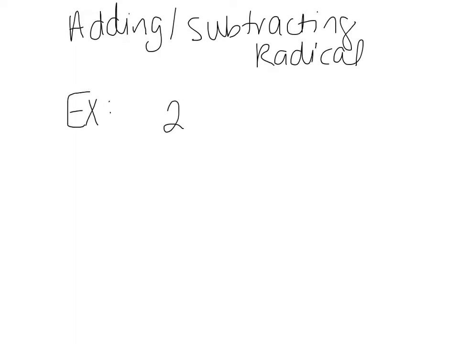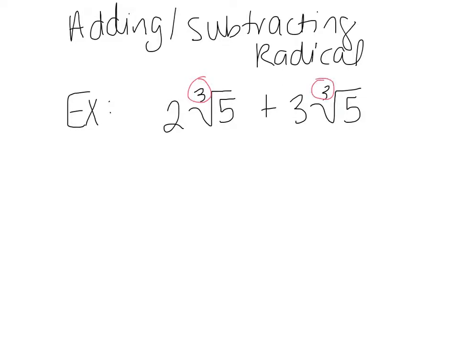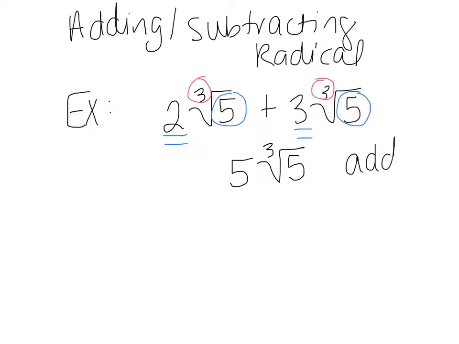Go back, for example, really basic. If I have 2 cube roots of 5 plus 3 cube roots of 5, my indices are both 3, so they match. And my radicands are 5, so they match. So I can put them together, and you treat these numbers out front like coefficients. When I put them together, I'm going to have 5 cube roots of 5. So the only things that add are the coefficients out in front of your matching index and radicand.